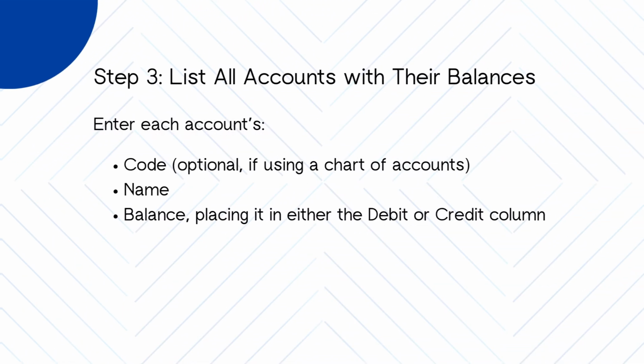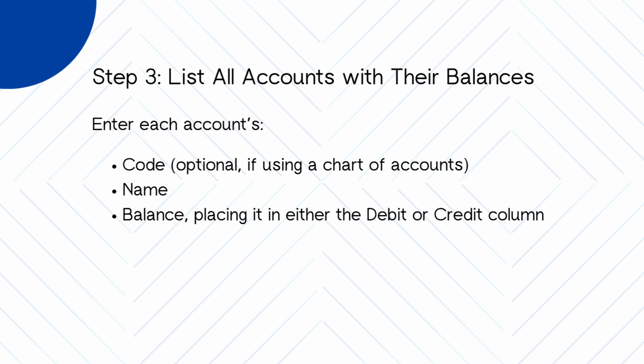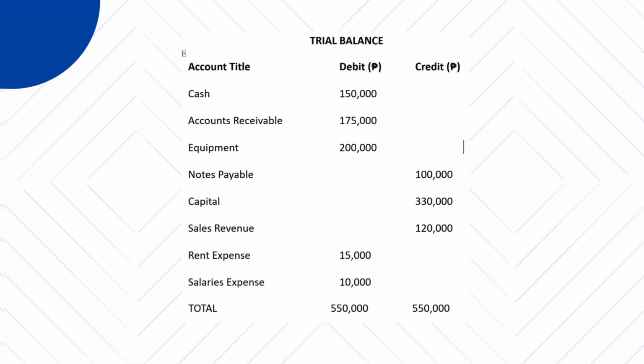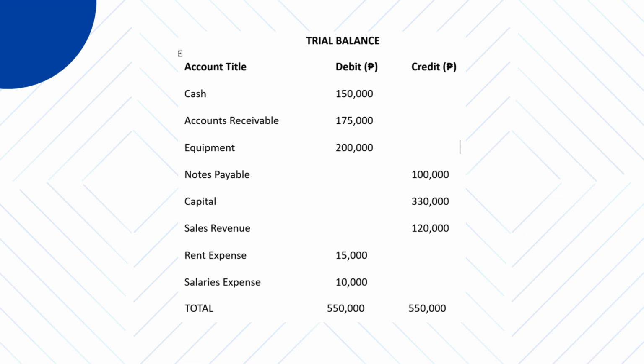Step 3: List all accounts with their balances. Enter each account's code (optional if using a chart of accounts), name, and balance, placing it in either the debit or credit column. Example entries: account title, debit, credit. Cash, $150,000. Accounts receivable, $80,000. Equipment, $200,000. Notes payable, $100,000. Capital, $330,000. Sales revenue, $120,000. Rent expense, $15,000. Salaries expense, $10,000.